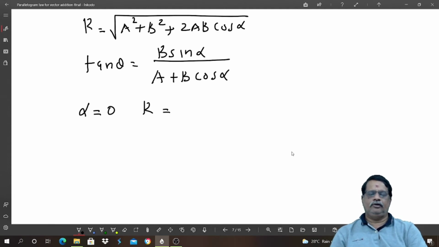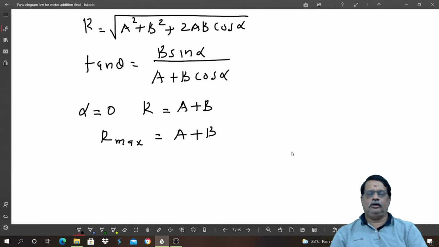Then, cos 0 is 1, so the resultant will be the root of A square plus B square plus 2AB, which is the root of A plus B the whole square, and that will be equal to A plus B. So this is the maximum value of the resultant, R max, equal to A plus B.